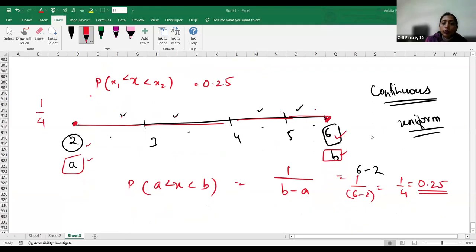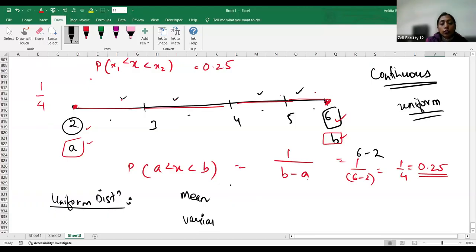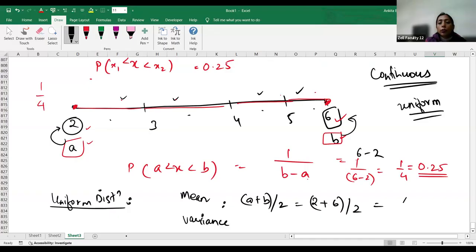Now you must know a few things about this distribution. If you have a uniform distribution and you want to find the mean and the variance of this distribution, the mean is calculated as A plus B divided by 2. In our example, we took A as 2 and B as 6. So we'll do 2 plus 6 divided by 2, which is equal to 4. So 4 is the mean of this distribution. You can see the center value is 4.